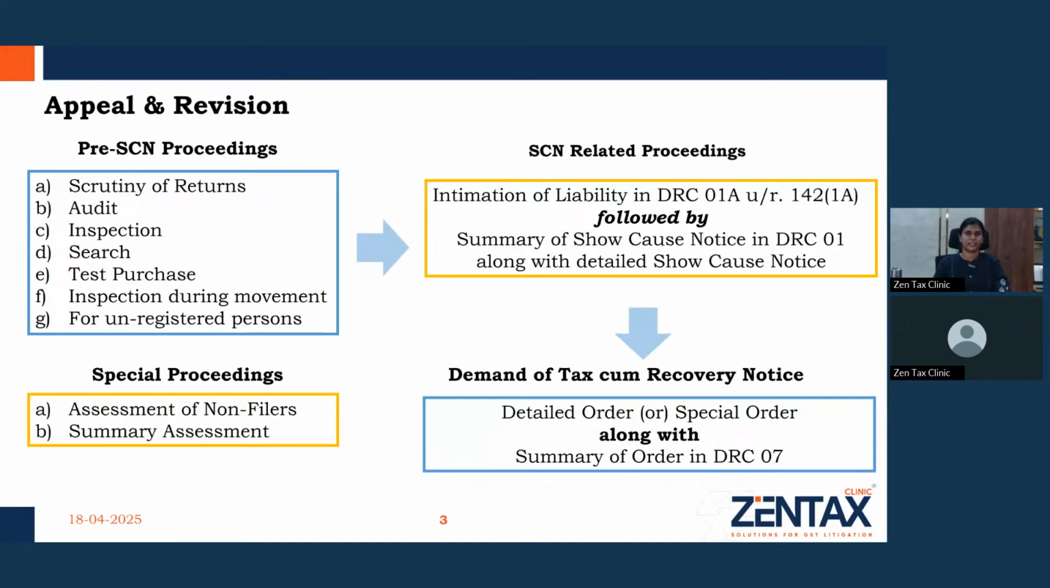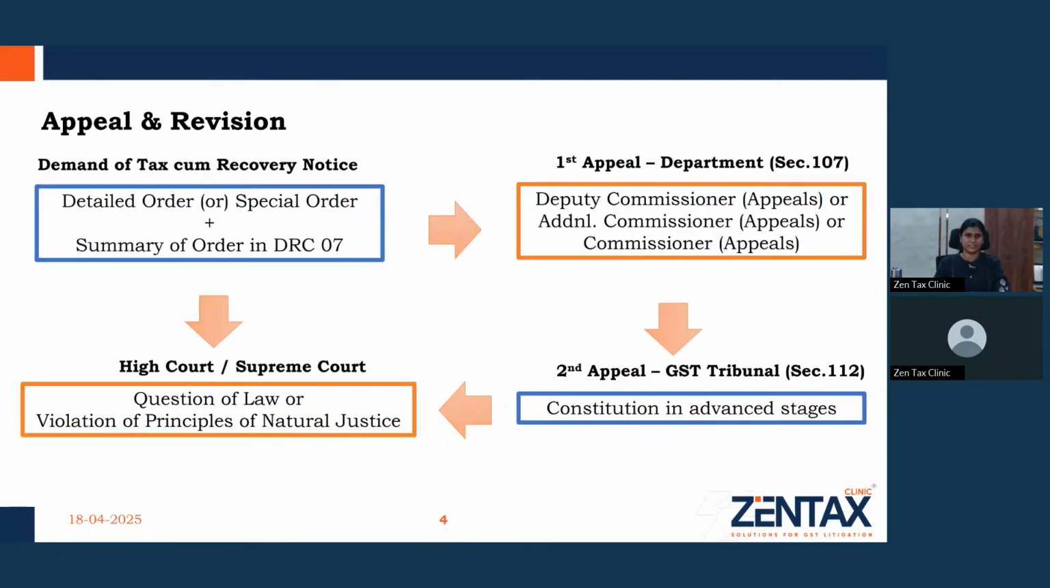In some special cases, the assessment of non-filers or summary assessment may also lead to these appeal proceedings in GST. So once we receive this order, what are the remedies available to a taxpayer? The first stage is the first appeal. This first appeal will be filed with the department. These appeal provisions are given in Section 107 of the CGST Act. This appeal will be filed with Deputy Commissioner Appeals, or Additional Commissioner Appeals, or Commissioner Appeals.